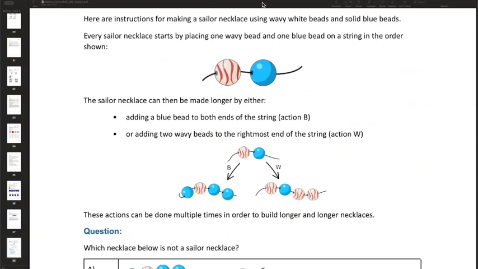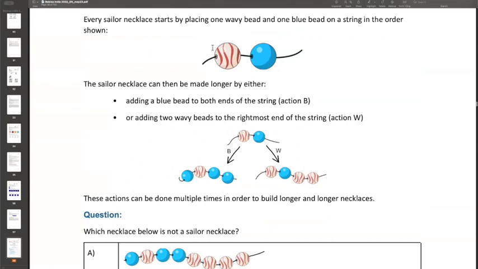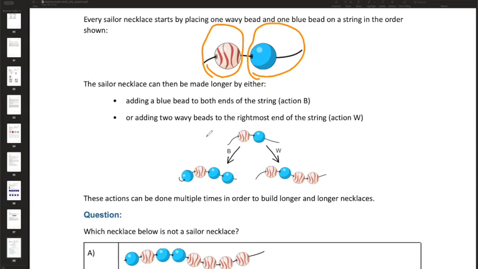So there's a type of necklace which is made by always starting with this pattern, where there'll be one wavy bead and one blue bead. From this, you can continue the pattern by either adding a blue bead on both sides. So for example, like this, where you take the original pattern and add two blue beads on either side, or you can add two wavy beads to the rightmost end of the string.